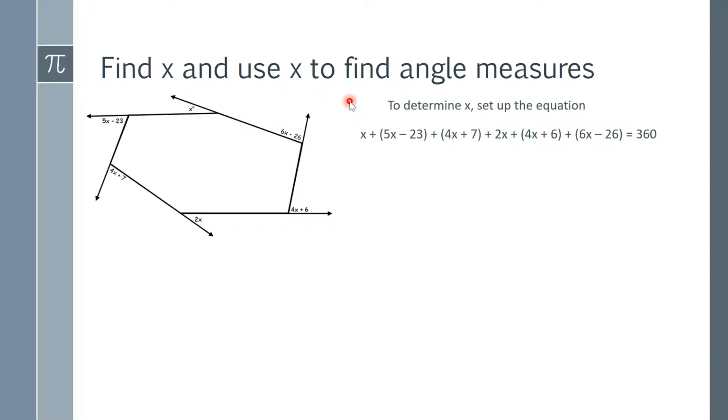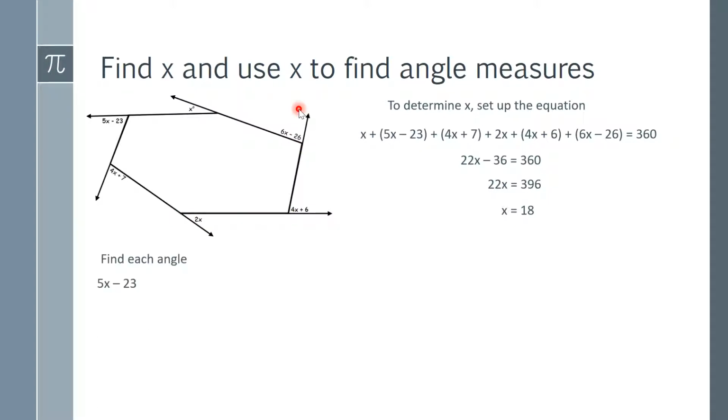So this is a multi-step equation. The first thing we do is combine like terms. We've got x plus 5x plus 4x plus 2x plus 4x plus 6x, and that's going to be 22x. Negative 23 plus 7 plus 6 minus 26 gives us negative 36. So this simplifies into a two-step equation. We're going to add 36 to each side. That gives us 396. And then we're going to divide both sides by 22. So that tells us that x is 18. So this angle right here is 18 degrees. Now we're going to use 18 to figure out each one of these other angles.